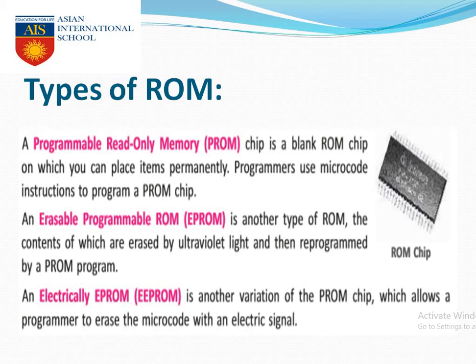Next is erasable programmable ROM, so it is EPROM. It is another type of ROM where you can erase the data by ultraviolet light and then program it again. So whenever you want to erase the data, you have to use ultraviolet light to erase it, and after that you can rewrite it.